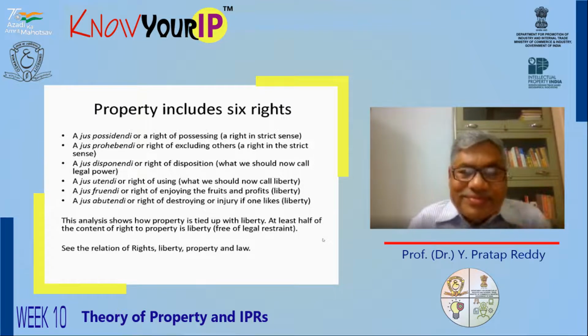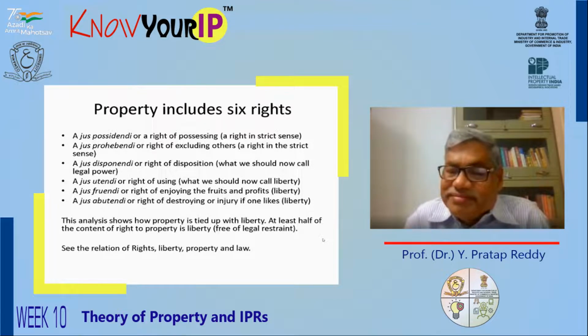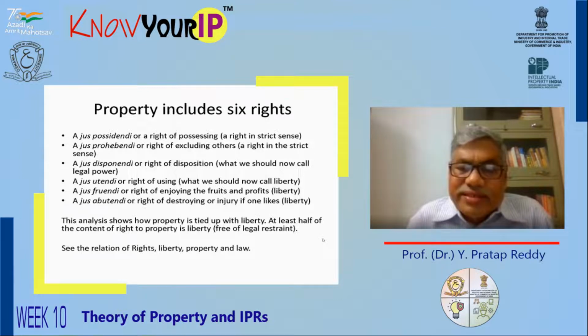which are included in the concept of property. Property, what is it? Right of possession, right of excluding others, right of disposition, right of using, right of enjoying the fruits and profits, right of destroying the thing or injuring it if one likes. In this list of 6, the first 2 are rights, the third one is a power, and the last 3 are liberties.